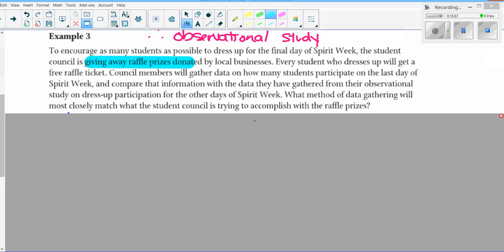Council members will gather data on how many students participate on the last day of Spirit Week and compare that information with the data they have gathered from their observational study on dress-up participation for other Spirit days of the week. What method of data gathering will most closely match what the Student Council is trying to accomplish with the raffle prizes? Okay, so again, it's that idea of with the raffle prizes.